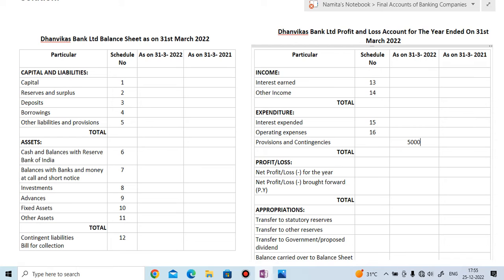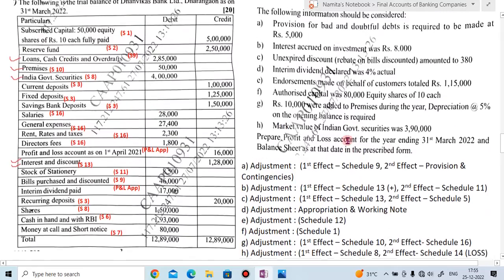And if there are any other provisions and contingencies, then add both the numbers and write the final amount. But in this example there are no other provisions and contingencies. That's why only one provision was there regarding bad and doubtful debt. So directly I wrote 5,000 there. Next is what?